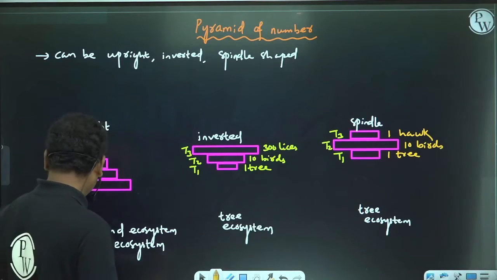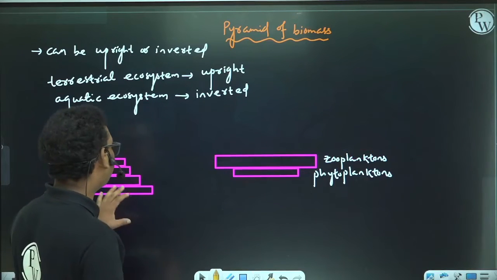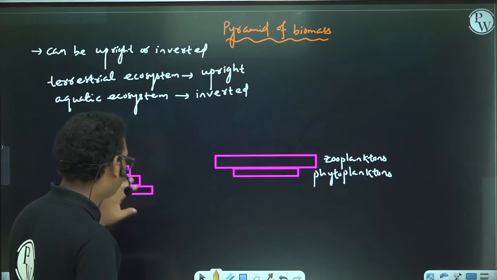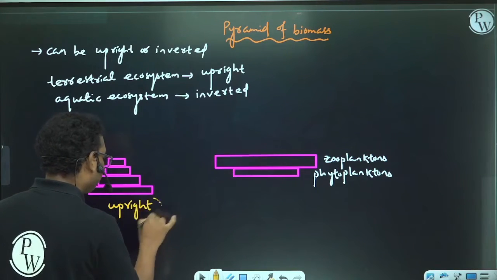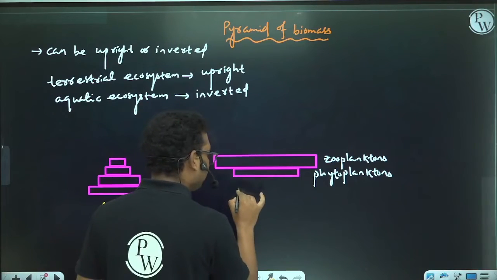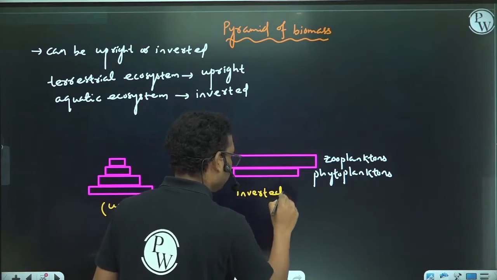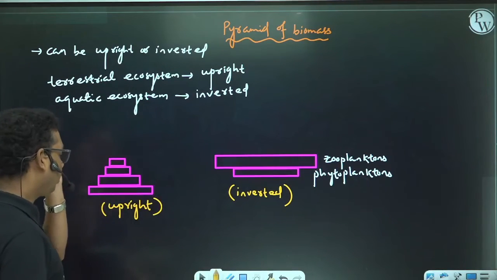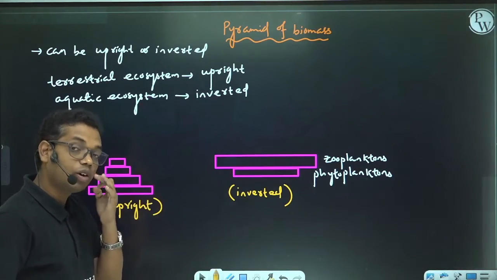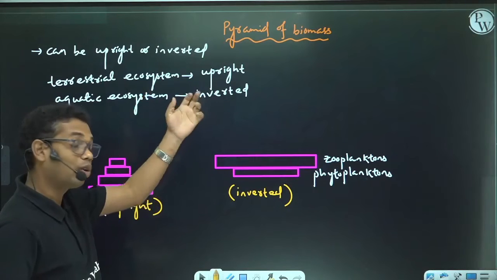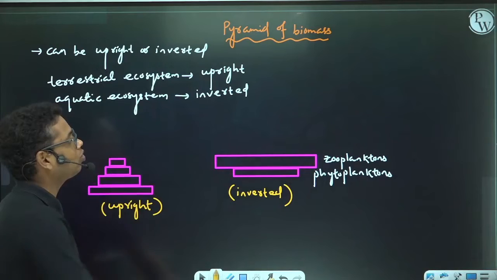Now, what about pyramid of biomass? Pyramid of biomass can be upright or can be inverted. So this is an example of an upright pyramid of biomass, and this is an inverted pyramid of biomass. The upright pyramid of biomass is normally found in terrestrial ecosystems. In other words, most terrestrial ecosystems are normally upright, and in most aquatic ecosystems, the pyramid of biomass is normally inverted.